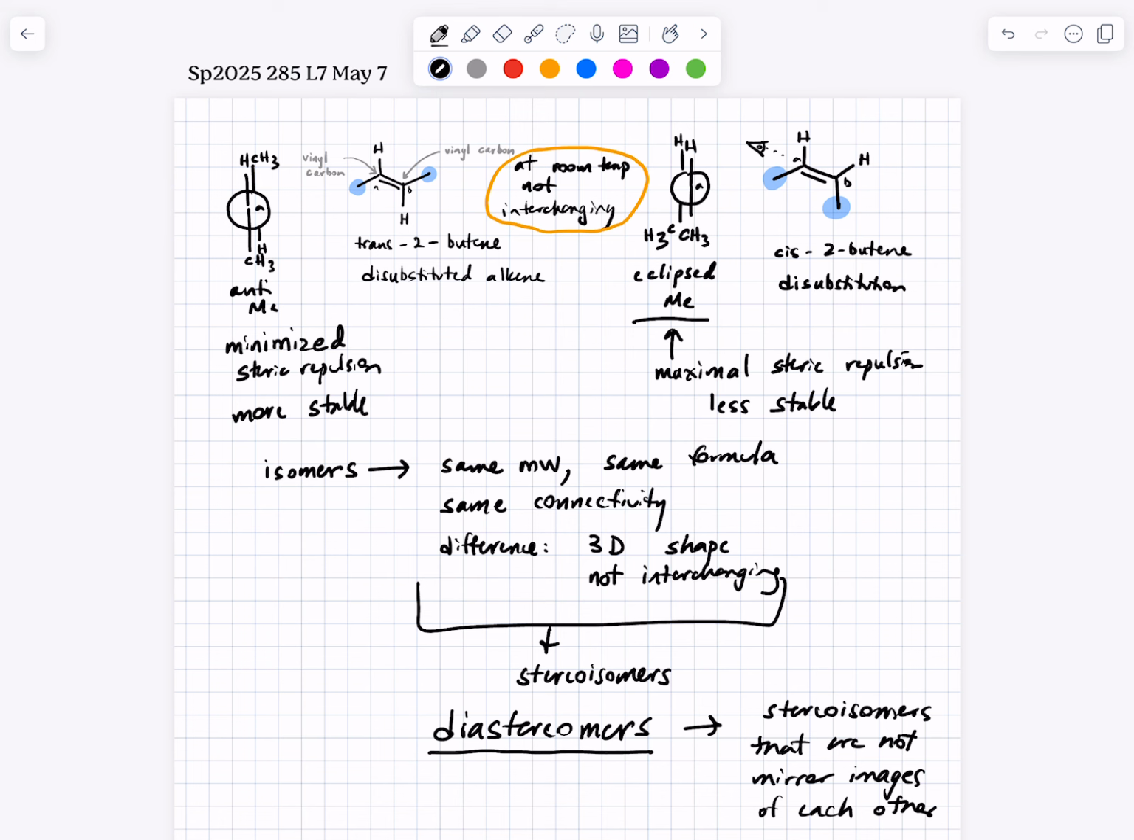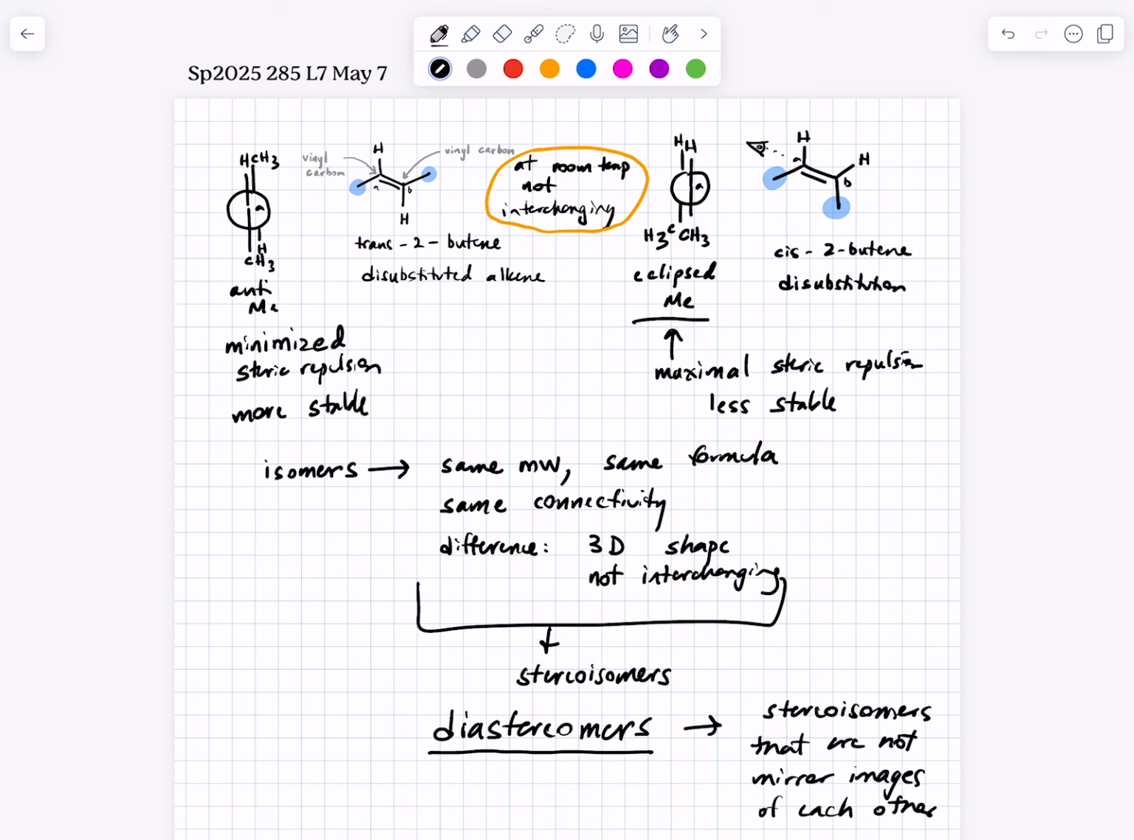Like it says, if you've ever read A Christmas Carol, the first line is, Jacob Marley was dead, as a doornail. And this is the one thing you must remember, or nothing that follows will seem wondrous. The thing you must remember so that things that follow will seem wondrous is cis and trans don't interchange at room temperature unless you can break the pi bond. All right, keep that in your mind.